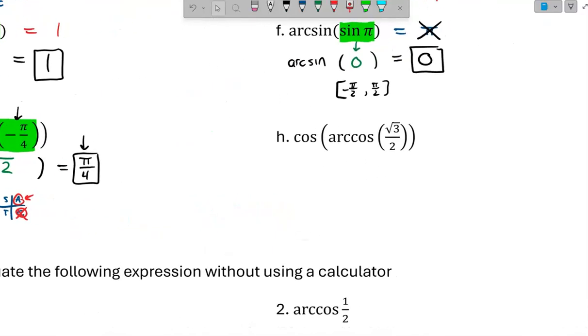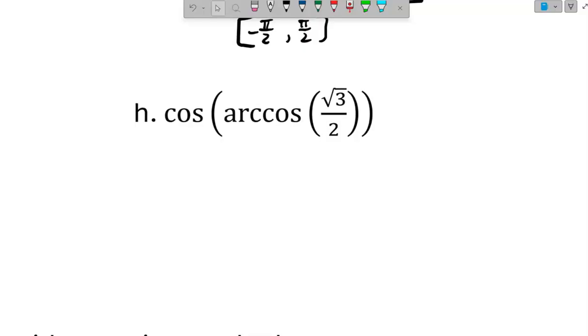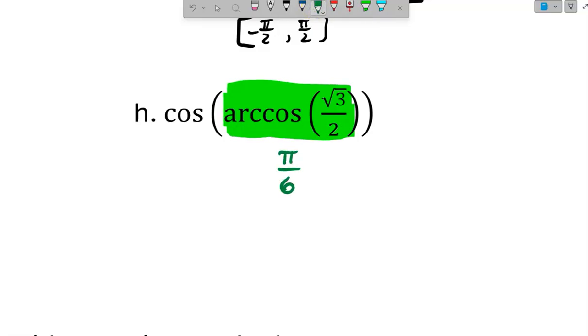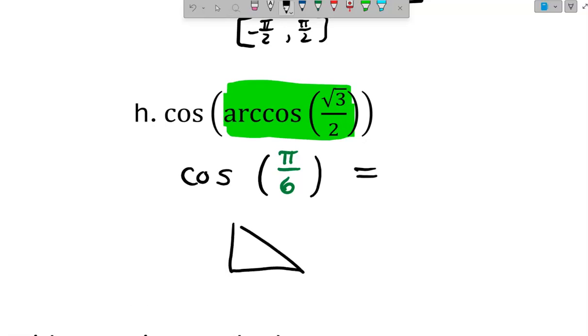However, when we go to letter H, and we take the arc cosine of root 3 over 2, root 3 over 2 is going to be a 30-degree angle, so the solution to that is pi over 6. And then we will evaluate the cosine of pi over 6. Again, if you need help with that, there's your 30-degree angle. Root 3 over 2 is indeed going to be the answer for this.